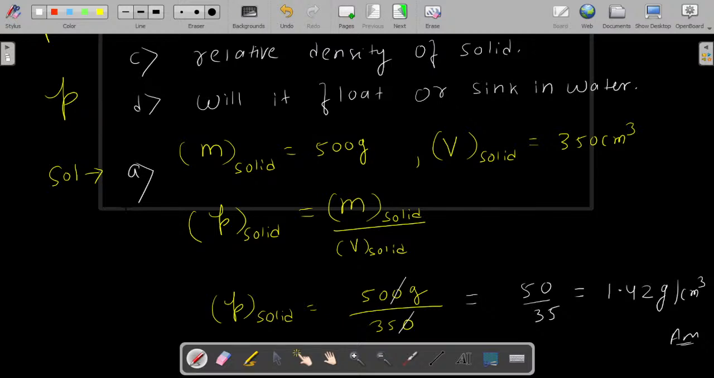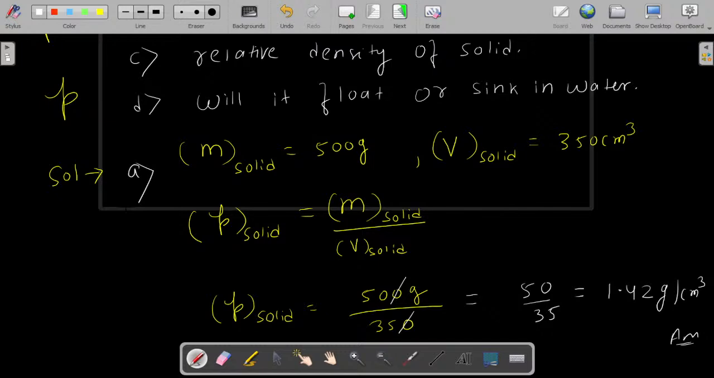This is in gram per centimeter cube because mass is in gram and volume is in centimeter cube. That's why you are getting gram per centimeter cube. Centimeter cube is for the volume, gram is for the mass.